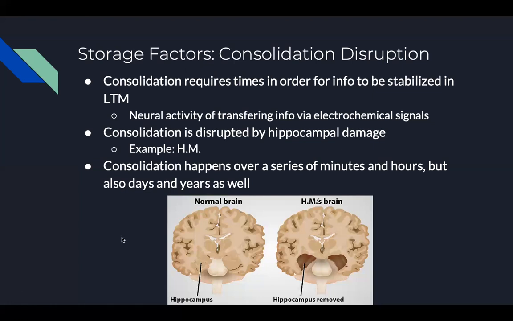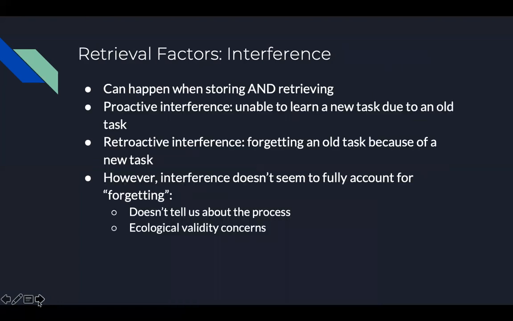So we've talked about some storage factors. Now let's talk about some of the factors that influence retrieval. One of these is interference. I know that we just talked about interference in the context of storage, but it can also take place when we're trying to retrieve information as well. This is because the items that are in long-term memory, particularly similar items, can conflict with each other under certain conditions. And so interference is proposed to take place in two different ways.